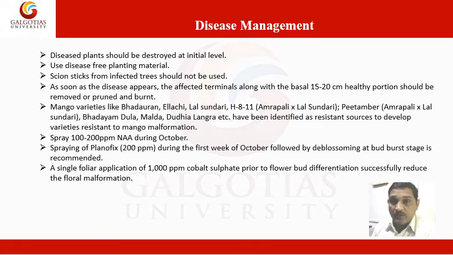Mango varieties like Bhadauran, Elaichi, Lal Sundari, H811, that is a cross of Amrapali and Lal Sundari, or Pitambar, that is a cross of Amrapali and Lal Sundari, are also resistant varieties, and this is Bhadya, Dusehri and Malda also, and this is Langra, and it is also resistant against the mango malformation.